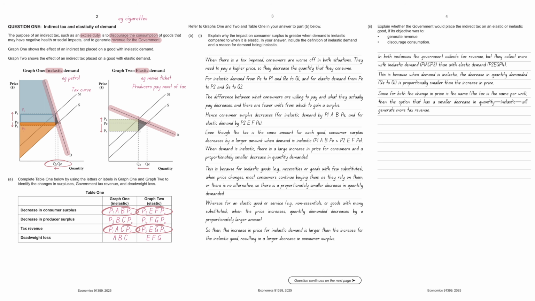What about if the government's goal is to discourage consumption? So we mean which option is going to decrease the consumption more? Well, whichever one results in a bigger decrease in quantity is going to be the better option here. So you can see that on the graph, the decrease in quantity demanded is greater when the tax is placed on a good that is elastic rather than the good that is inelastic. And then let's link that back to the graph. QE to Q2 is a larger decrease than QE to Q1, so that means that consumers will consume less.